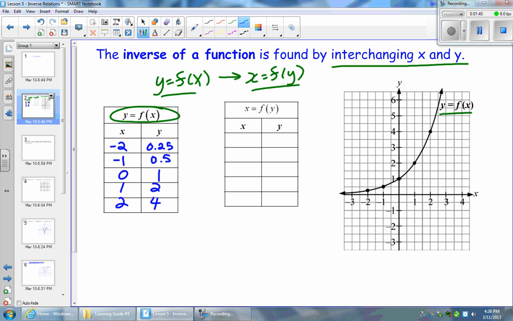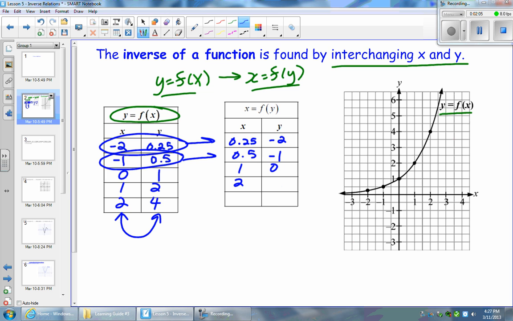To produce the inverse graph, you simply take your x and your y values and you switch them around. So your x's are now going to become your y's. This point right here is going to become 0.25, negative 2. This point right here is going to become 0.5, negative 1. Let's keep going here. 1, comma 0. We have 2, comma 1, and 4, comma 2. Super, super easy concept.